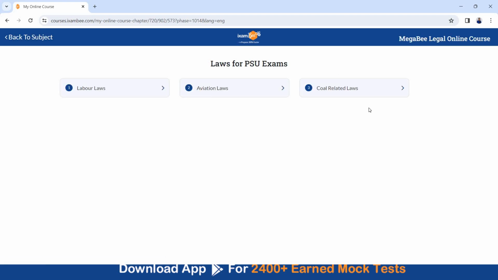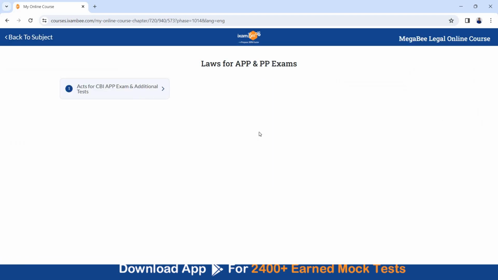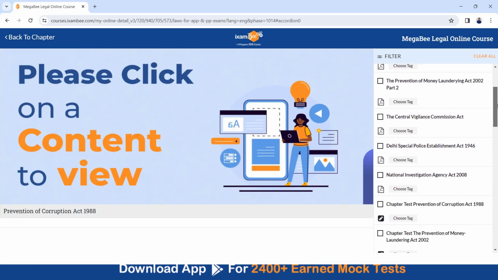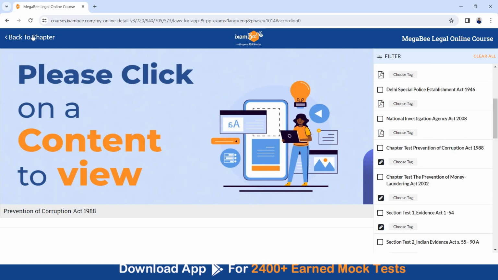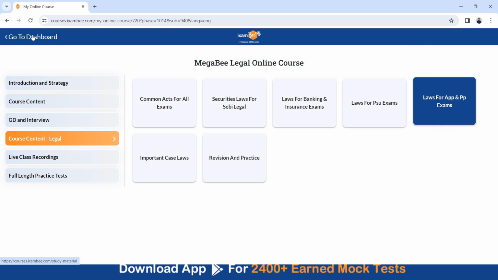Then there are laws for PSU exams. Labor laws are the ones which come in every exam related to public sector undertakings, whether it be AI, Coal India or HPCL. So here aviation laws are for AI law exams, coal related laws are for Coal India exams, and subsequently more will be added as and when notification comes. Then laws for APP and PP exams. These are the laws which are useful for assistant public prosecutor and public prosecutor. These have prevention of corruption, money laundering, vigilance act, Delhi Special Police Establishment Act. So these are laws which are specific for the APP and PP exam that is supposed to be conducted on 17th.